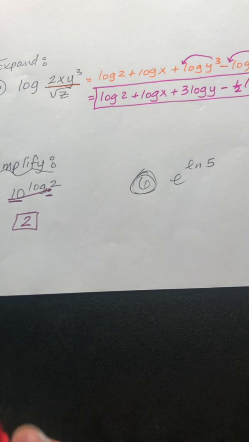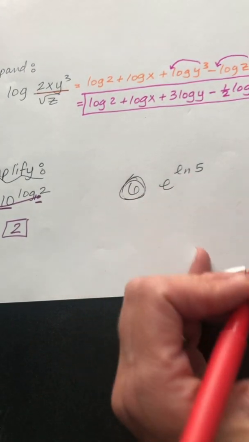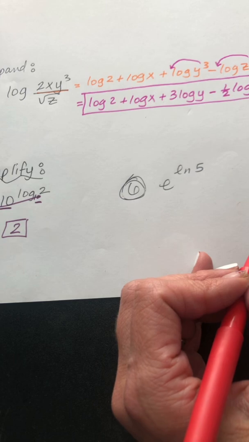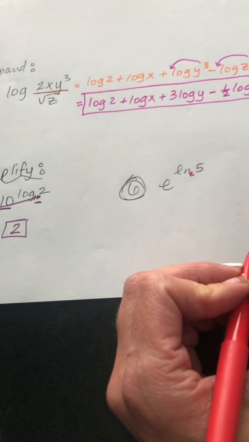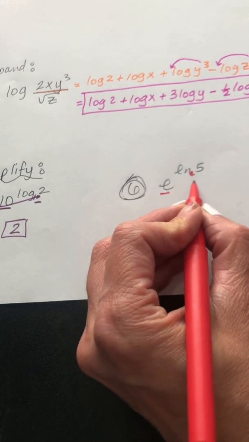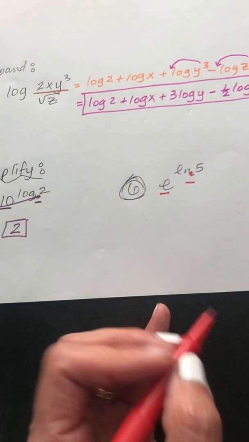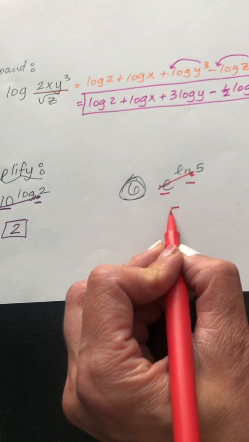Okay. Number 6, e to the natural log of 5. Well, there's no base on that natural log, and that's because we assume it to be e. So it's all about the base, no trouble. We've got the double base, so they cancel. The answer is 5.